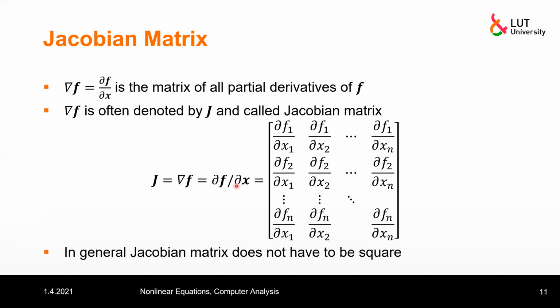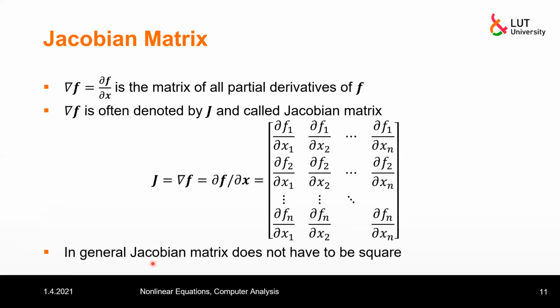And it goes like that. In rows we put all our functions. So in the first row we have all derivatives of the first function. In the second row we have all derivatives of the second function, and so on. And in columns we have derivatives with respect to corresponding variables. So in the first column we have derivatives with respect to the first variable, second column the second variable, last column the last variable. Okay. And in that way, we can create the Jacobian matrix, which can then be used for our Taylor expansion.